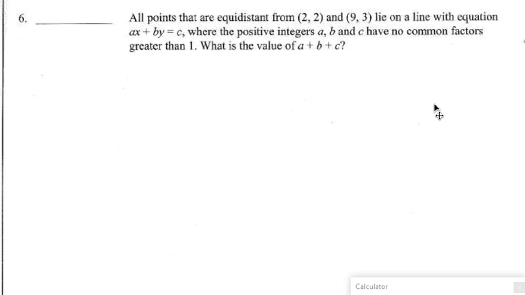I like this one. So I'm making a little grid here, and we're going to say that 2, 2 is about here. And 9, 3, let's say, is here. And so there is a line that goes right through here that is equidistant from each point and going to be perpendicular to the line that connects these 2 points.